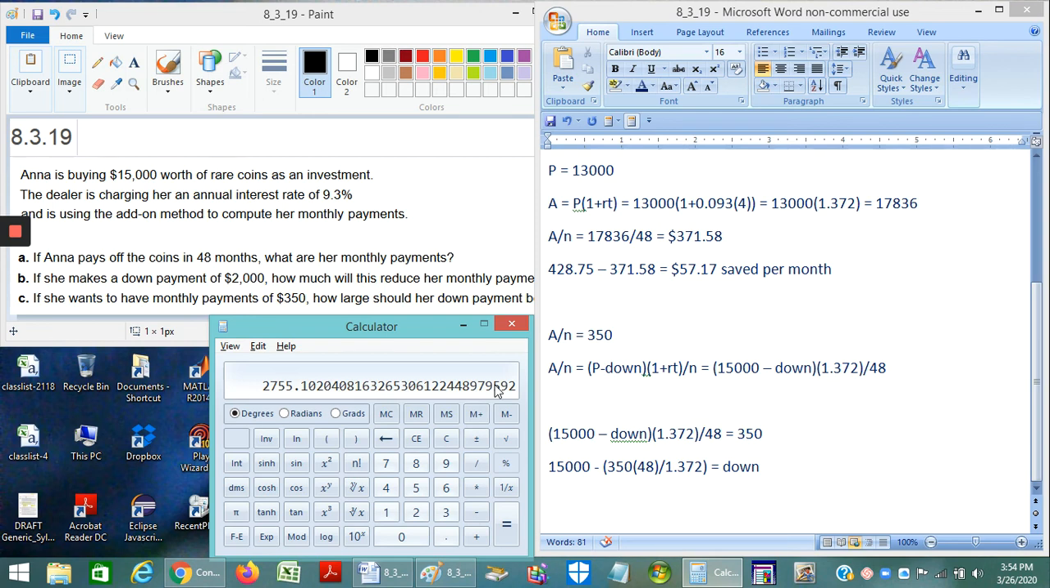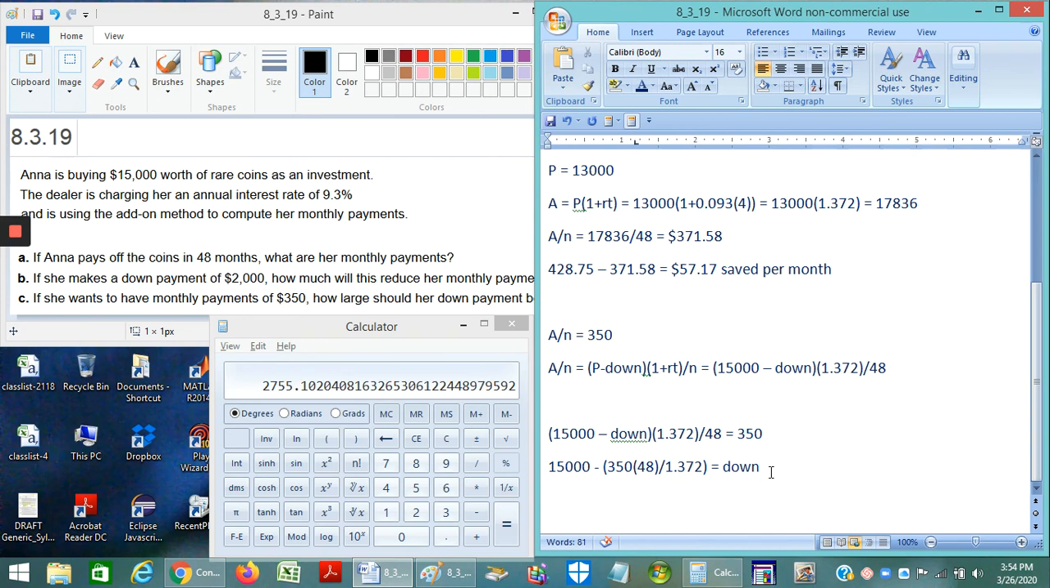2,755. Pretty close to 2,000, right? That's what we were telling ourselves to begin with. So we found that if she makes a down payment of $2,755.10, she could bring her monthly payments down to $350.